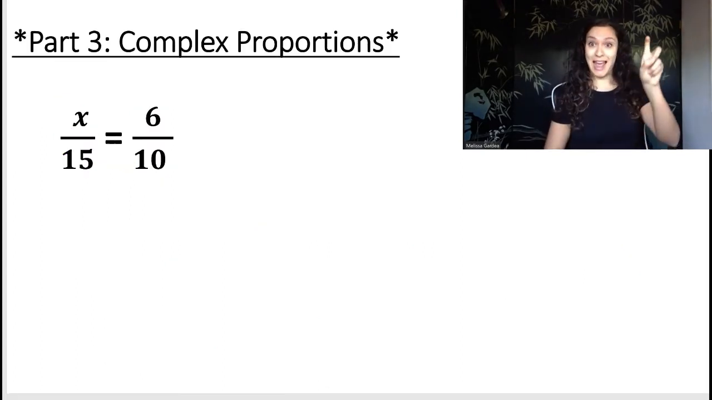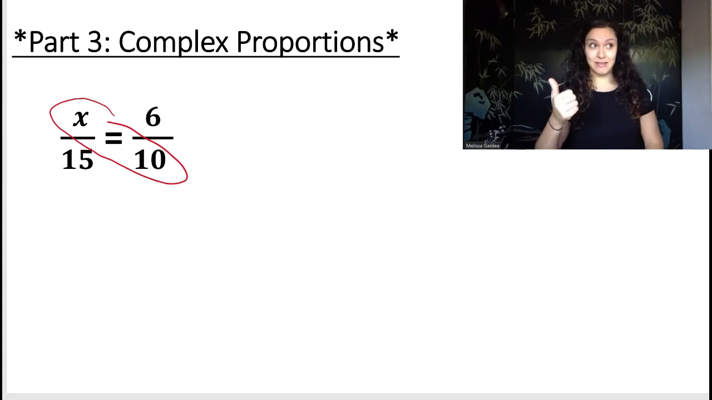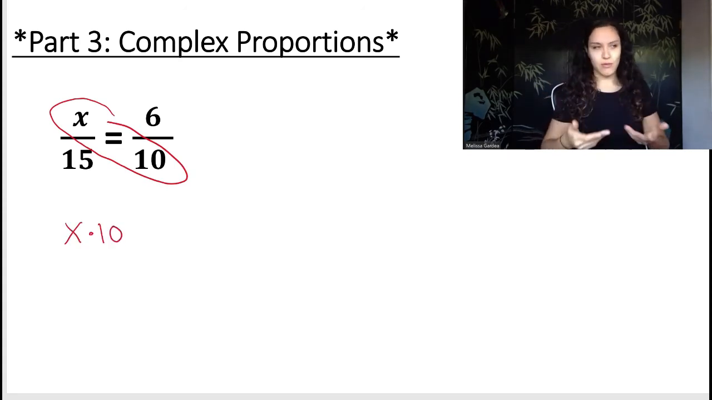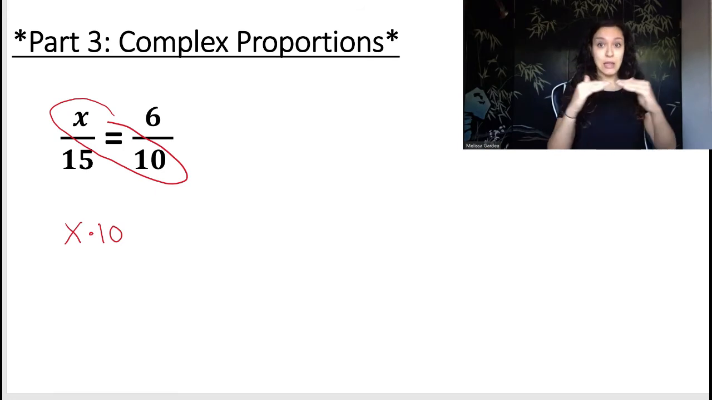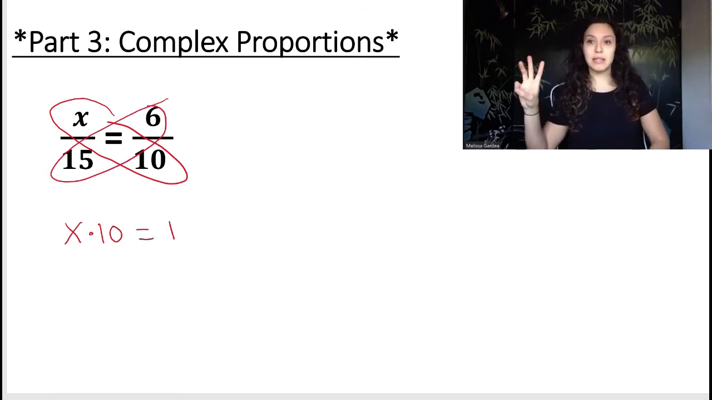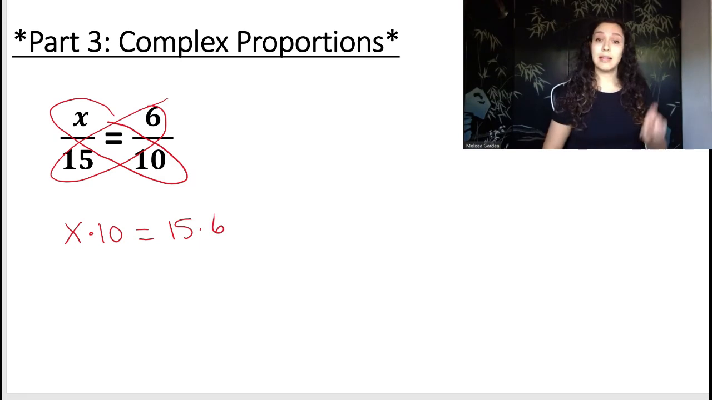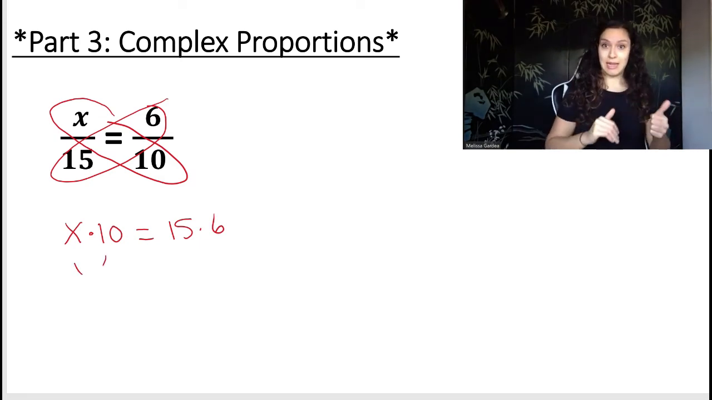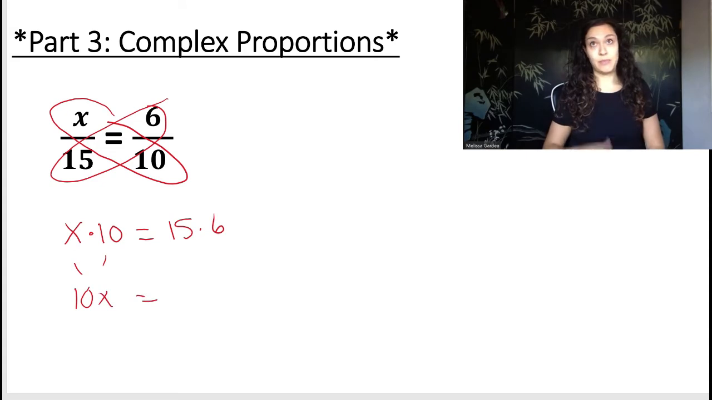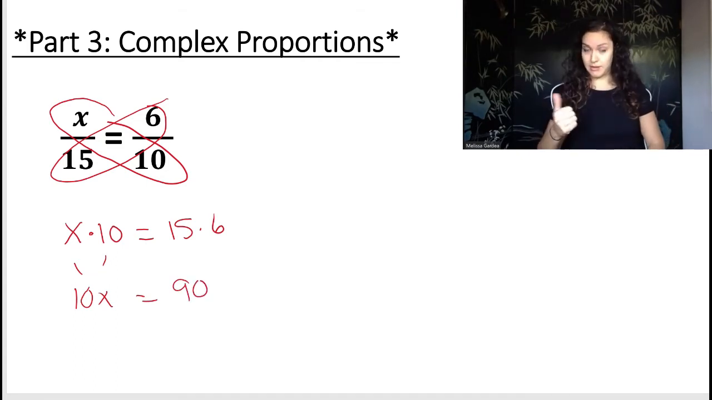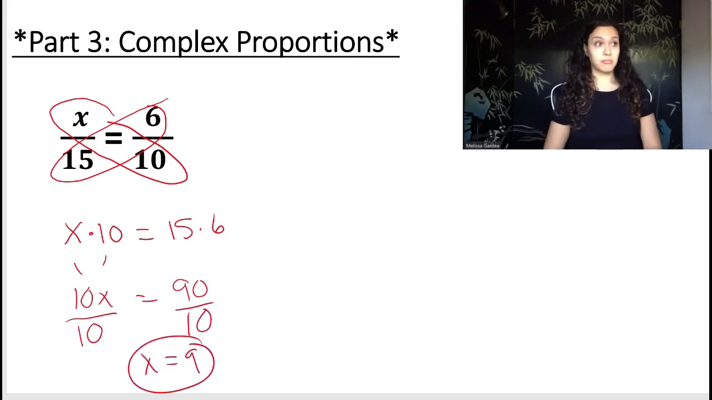Let's try this one together. Ooh, look, the x is on the numerator of the first ratio. Okay, so I'm going to say x times 10, or 10 times x, it does not matter how you write it, equals 15 times 6. Okay, so x times 10 equals 10x, and 15 times 6 equals 90. I'm going to divide by 10, divide by 10, x equals 9.